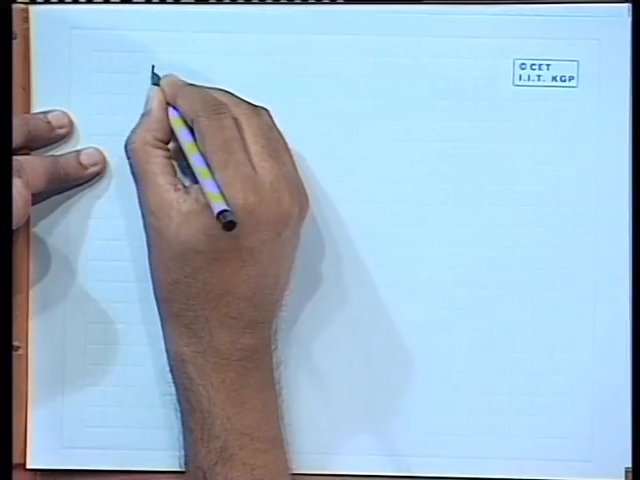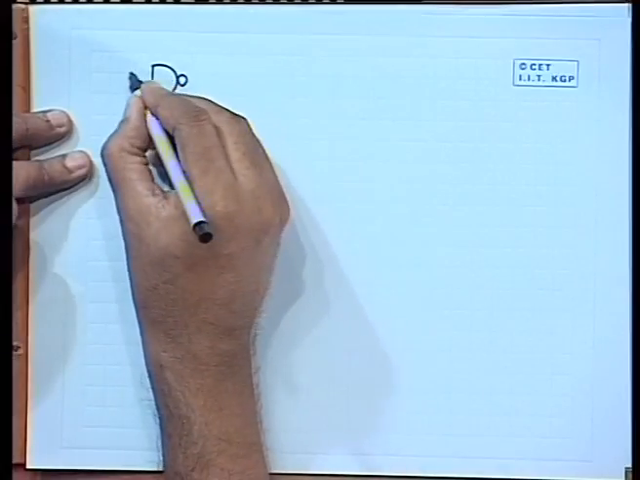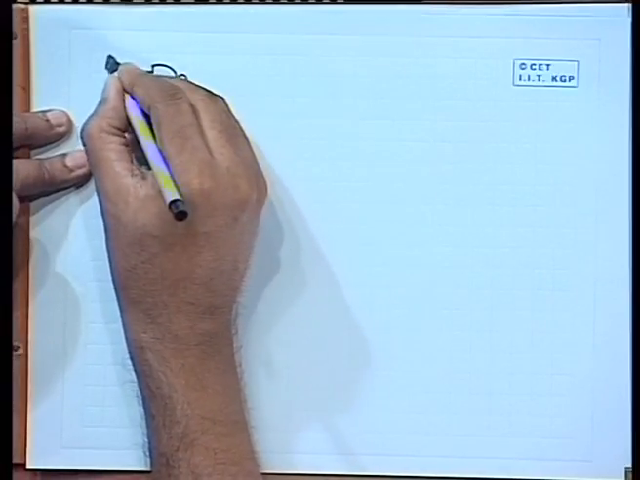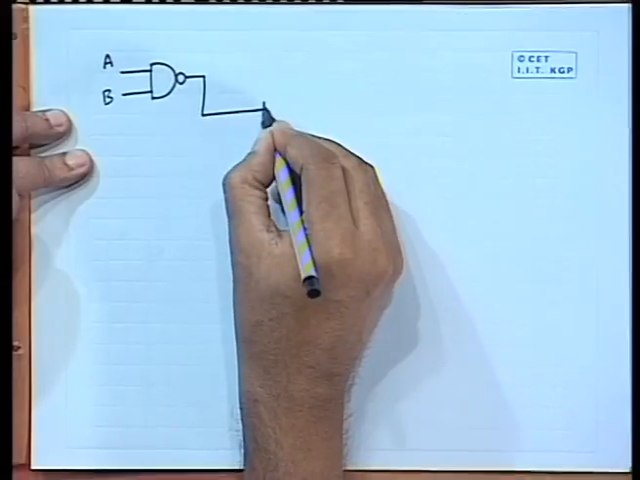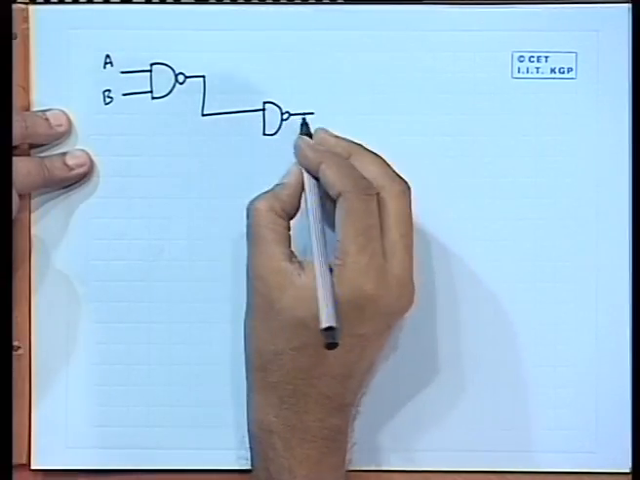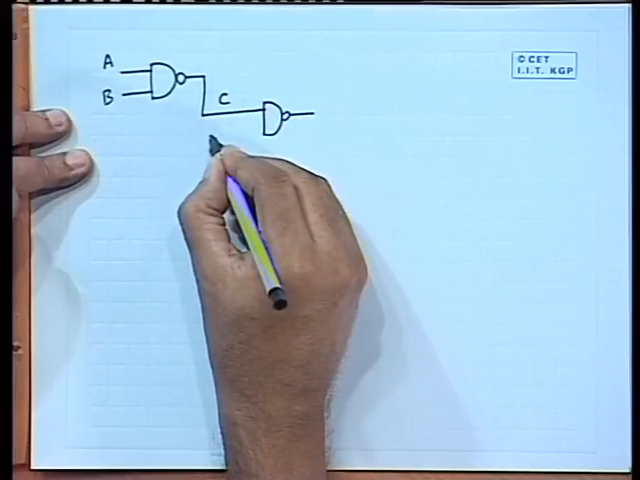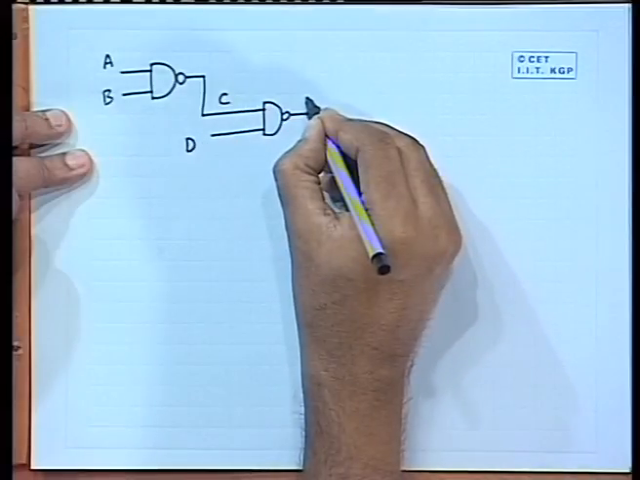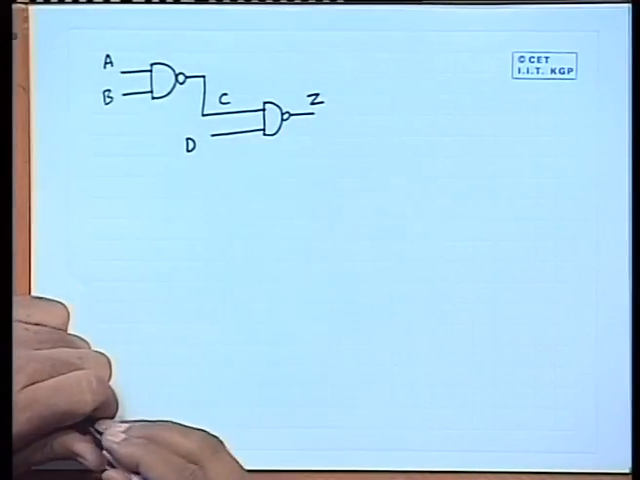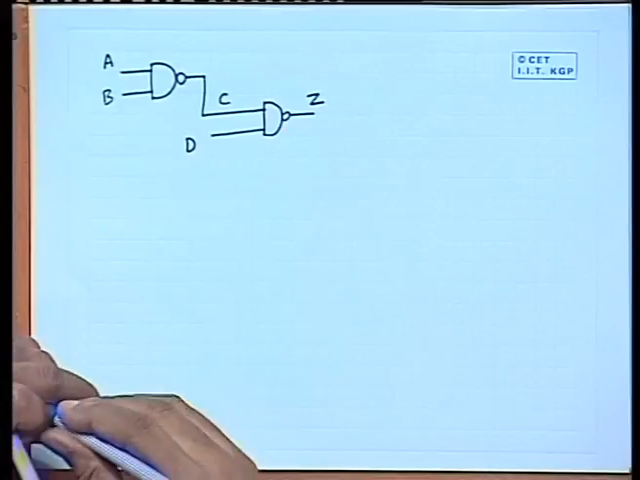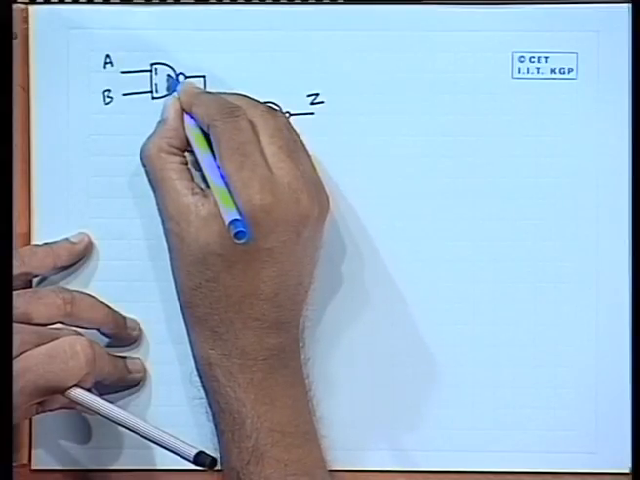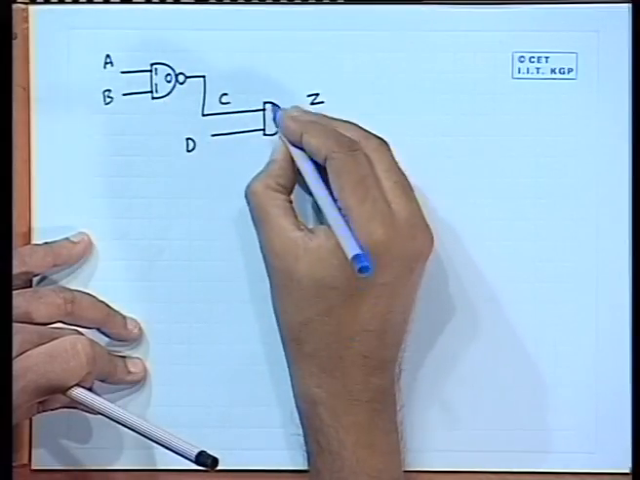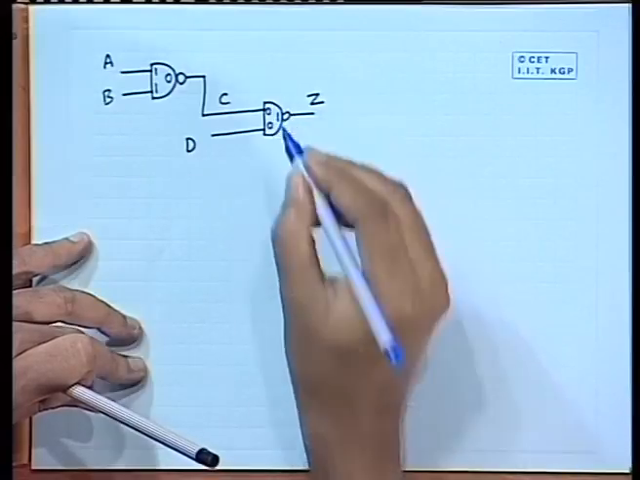Here again let us take a very simple example for the sake of illustration. Say we have a NAND gate with the inputs A and B. The output of this is feeding another NAND gate whose other input, in this line, let us call it C, and this input is D. The output is say Z. Now, at any given point in time, suppose the input applied logic values are 1, 1, so the output will be 0, and D is also 0, so 0, 0 and 1.